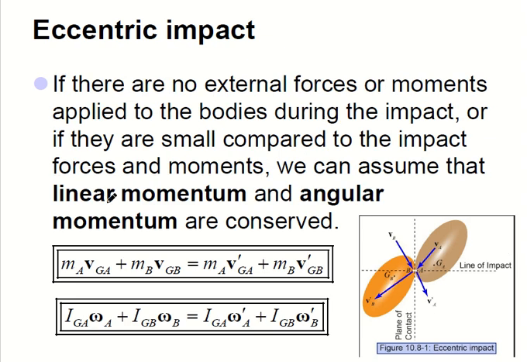So if there are no external forces or moments applied to the bodies during the impact, or if they are small compared to the impact forces and moments, then we can assume that linear momentum and your angular momentum are conserved. So we're going to bring our linear and the angular into it. This is after the impact. Before the impact is indicated by this little prime over your velocity. That's your linear and that's your angular. That's after the impact and that's before the impact. So you are going to get this way.